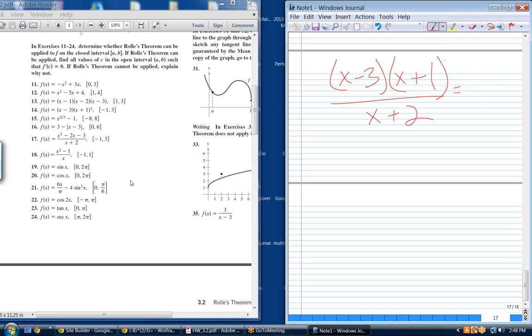And it's continuous in that interval. When I first looked at it, I figured there was going to be a hole. In other words, this must factor into something with x plus 2, but it doesn't. So there are no points of discontinuity. We can apply Rolle's theorem. Now let's figure out how to find c.